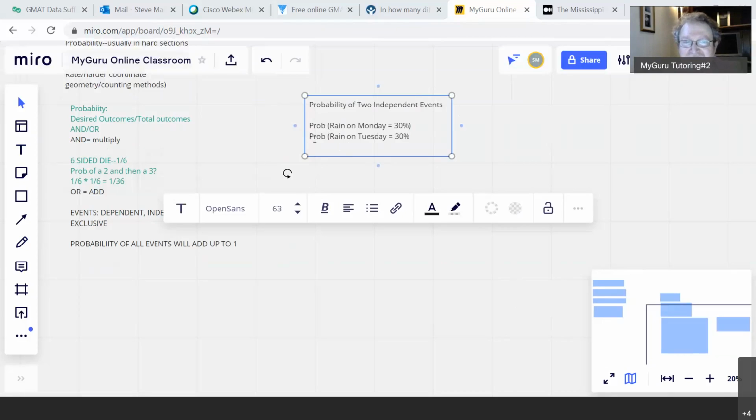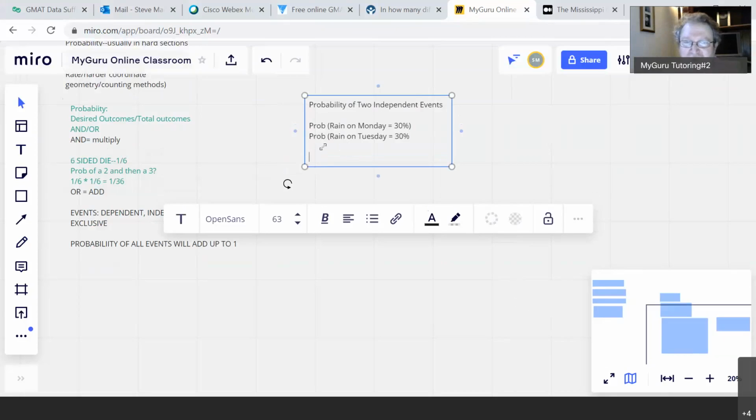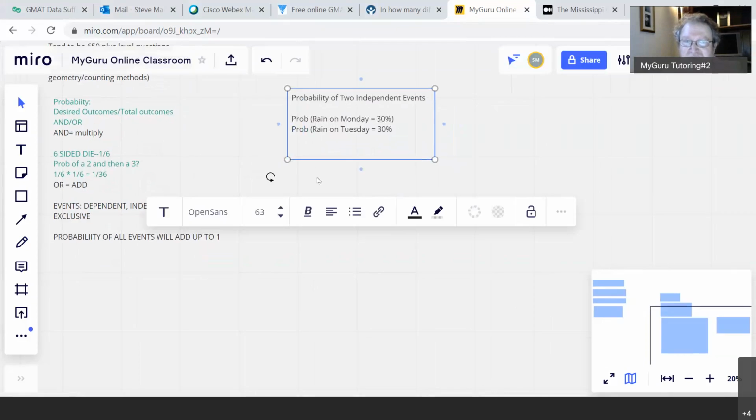Okay, what if you've got something like this? This is a little bit different, all right? Because we don't have a situation where you've got things that are mutually exclusive. With the dice situation, we had mutually exclusive events. You could not have a 2 and a 3 at the same time, right? You could not have a 4 and a 5 at the same time. It was one or the other. So the probability of all of the events had to add up to 1. This is a little bit different, all right?